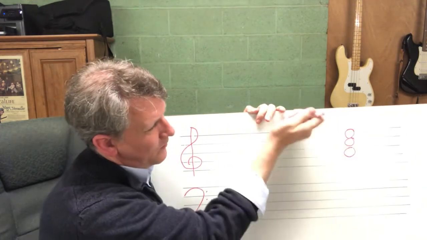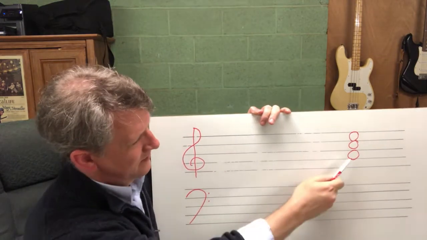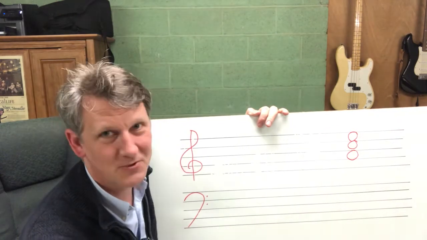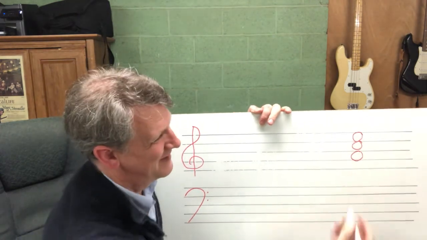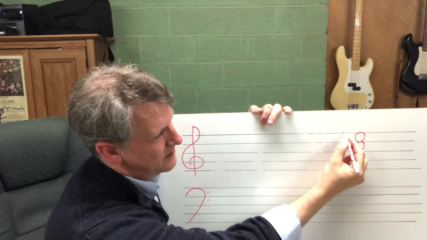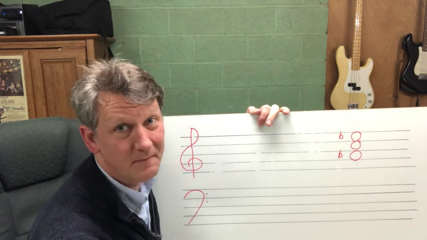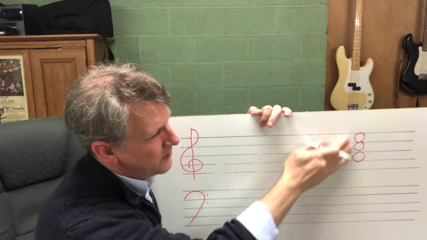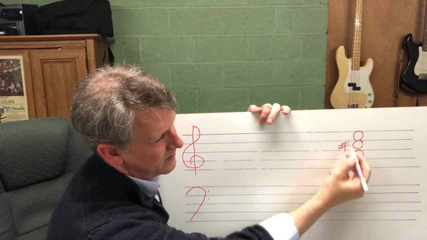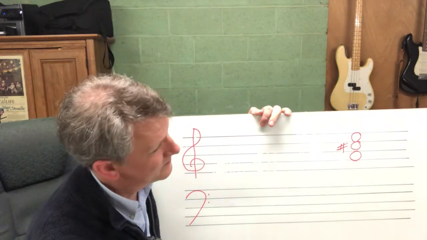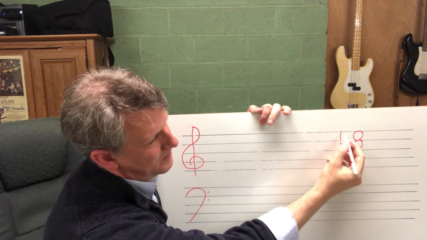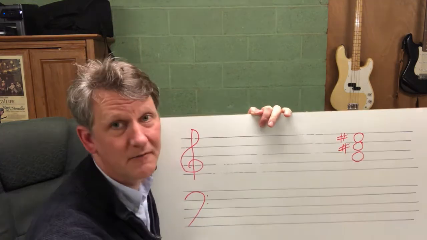Okay, one last one. What is that? That's an A minor triad. What tricks can we do with it? We could make it major by lowering the root and the fifth. We could make it major by raising the third. We could make it augmented by raising the third and the fifth.